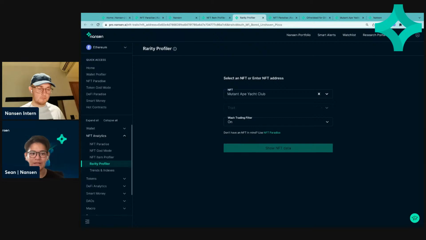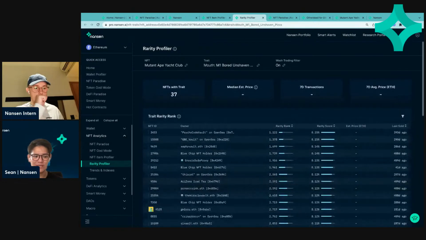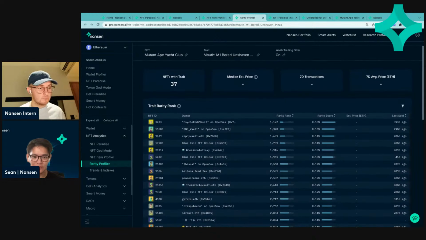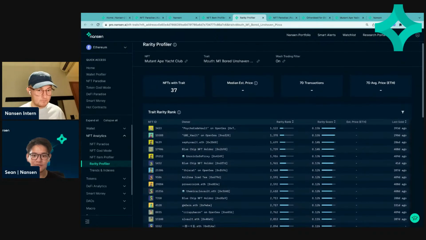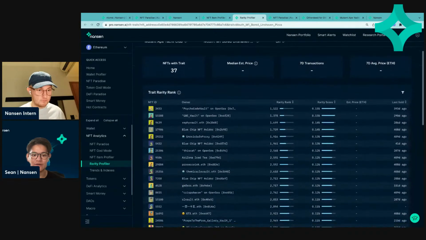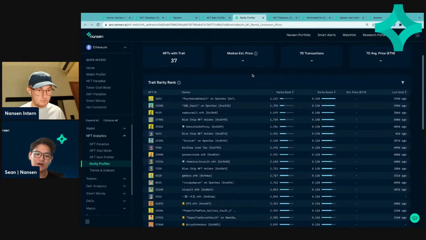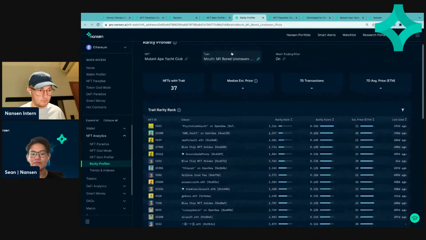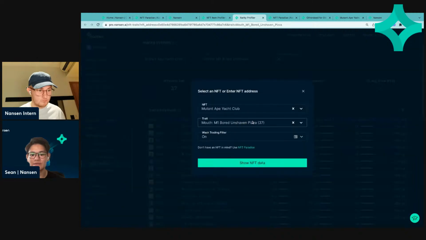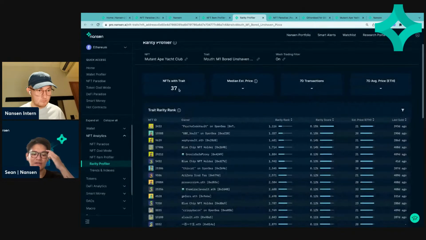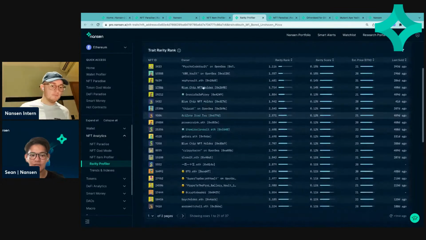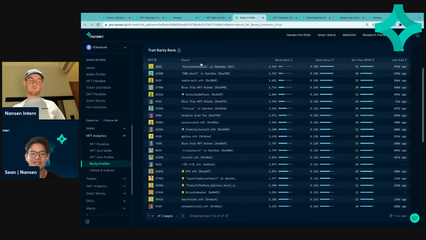So if we click into it, similarly, you'll be able to see our Rarity Profiler. Rarity Profiler gives you a really quick summary of a specific trait of an NFT. So right now we are filtered into bored unshaven pizza, right? And you know that 37 of the NFTs from the collection actually have this trait. You can see all of them being showcased here and who actually owns them.